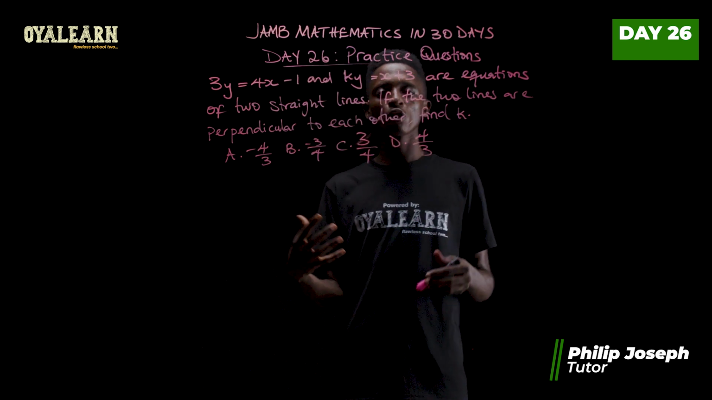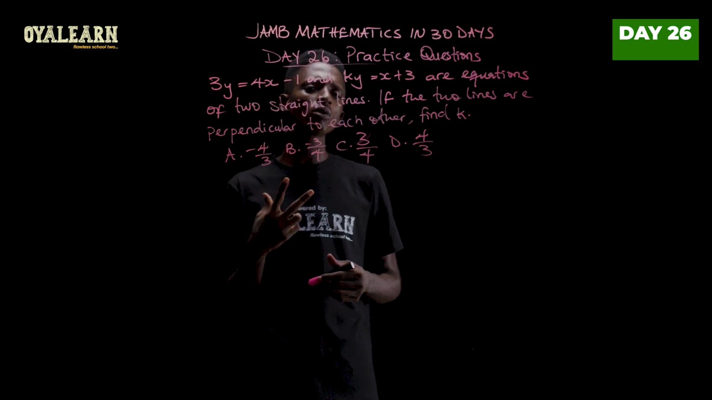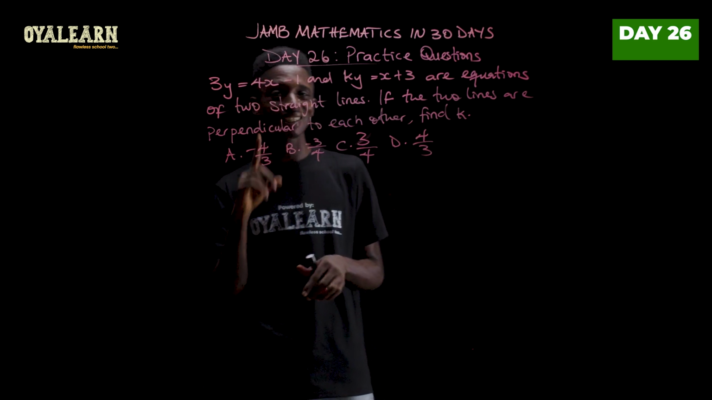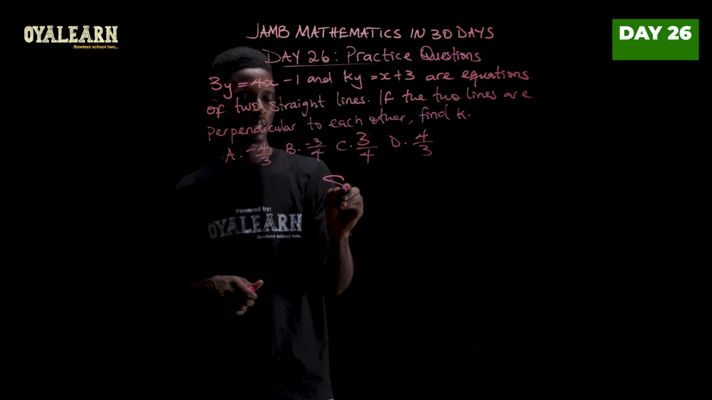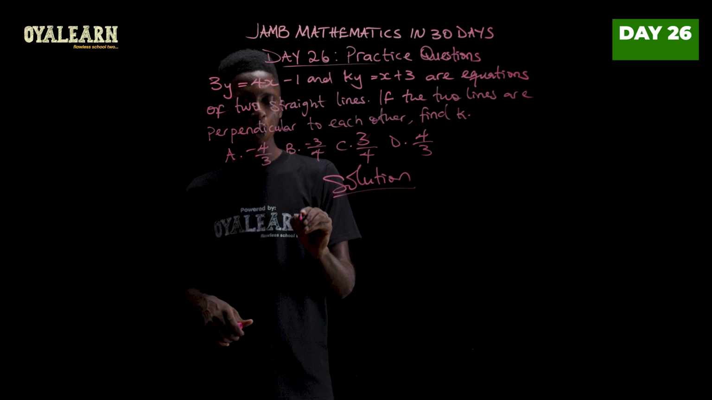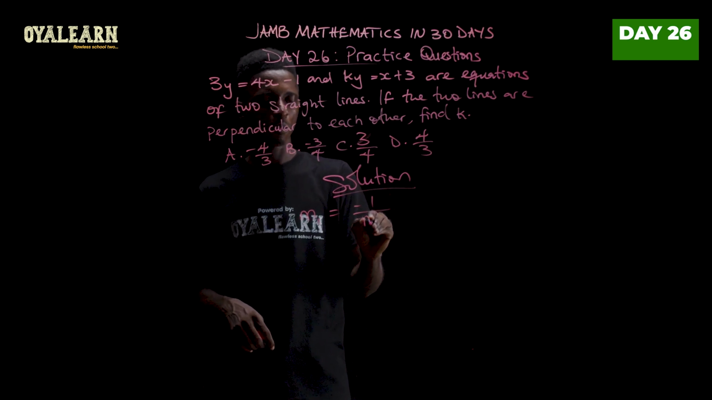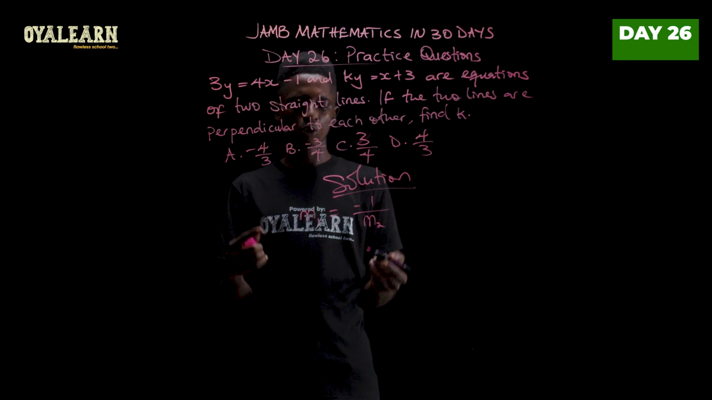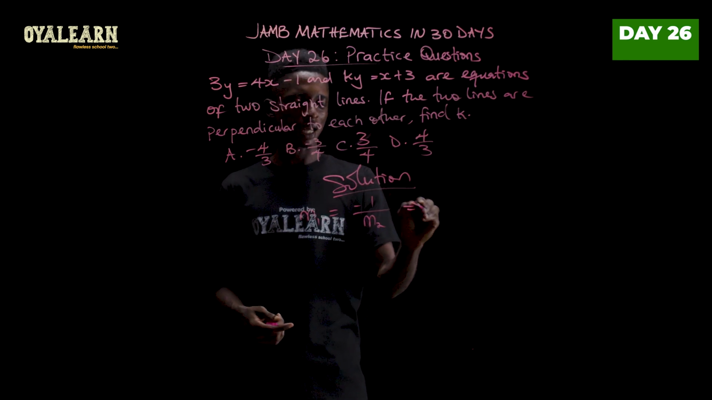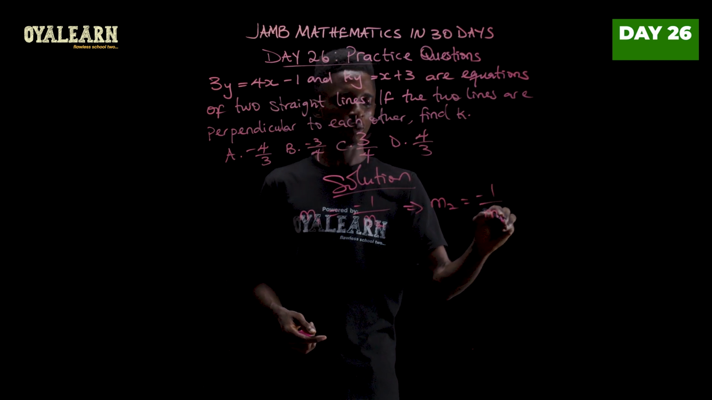Now, from our knowledge of coordinate geometry, we know that when you have two lines that are perpendicular to each other, the relationship is such that the slope of the first line will be negative 1 over the slope of the second line. So we can reverse this and also say that m2 equals minus 1 over m1.